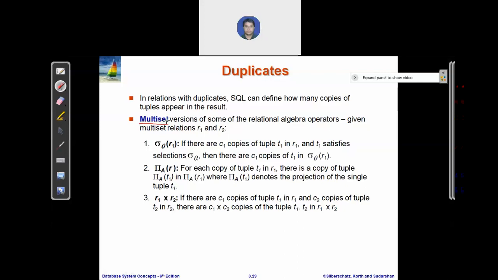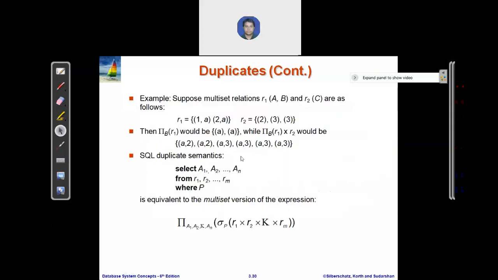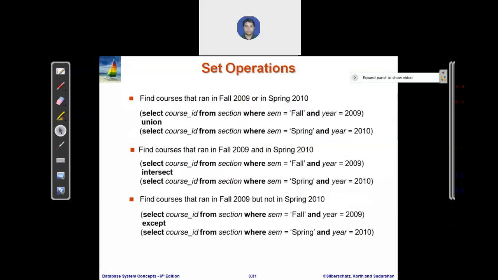A set is a collection of items in which there is no chance of duplication. So SQL is a multi-set. What are the properties of a multi-set, you can see here. Let's first see the query and it will be clearer about the duplication.